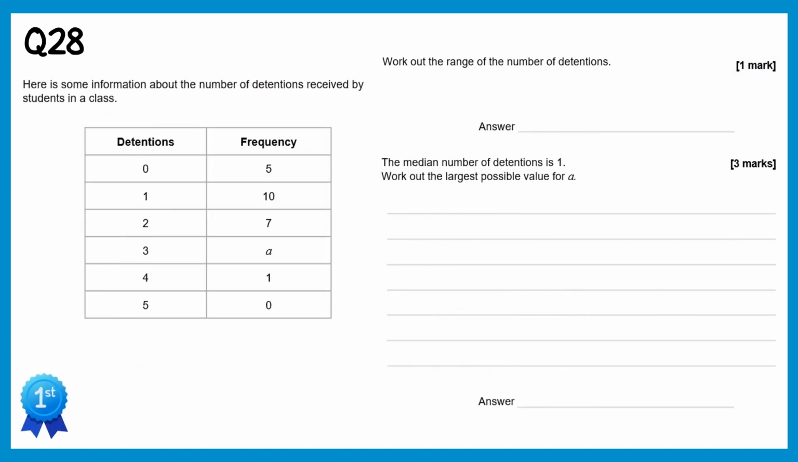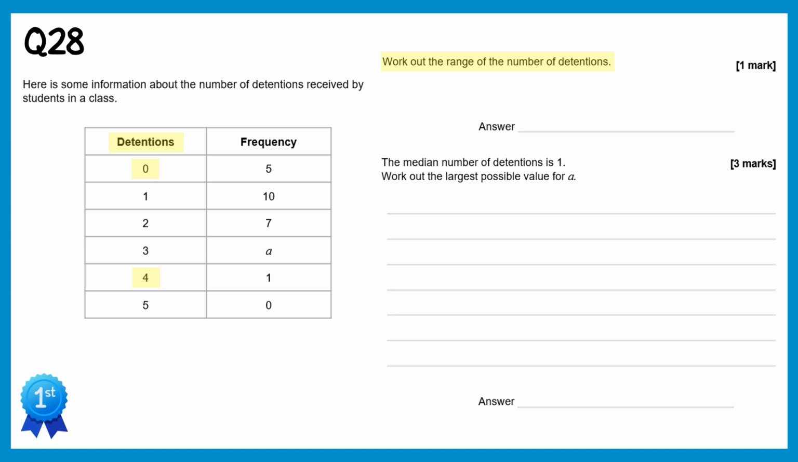For the first part of this question, we need to work out the range of the number of detentions. The range is the biggest, take away the smallest. So we need to find the biggest and smallest number of detentions. If you look in the detentions column, you can see the smallest number of detentions was 0, that was 5 people had 0 detentions, and the largest number of detentions is 4.